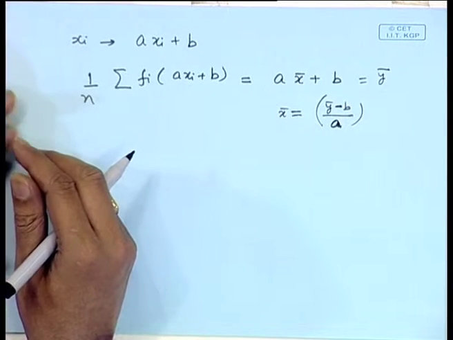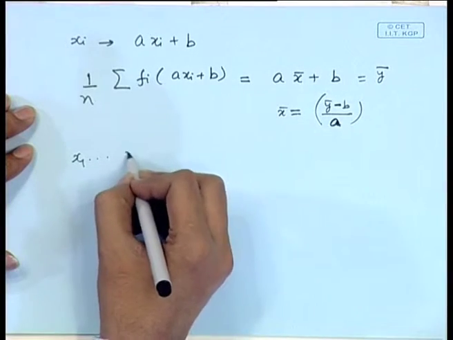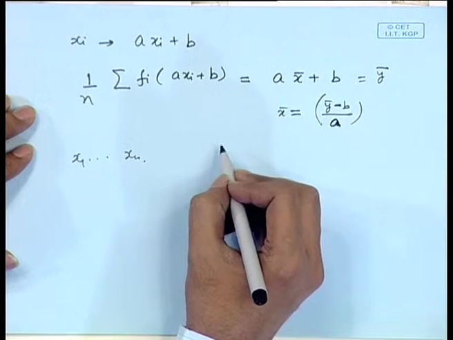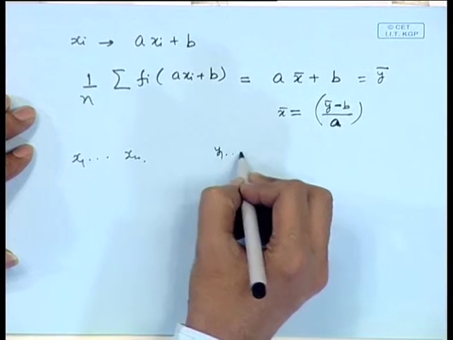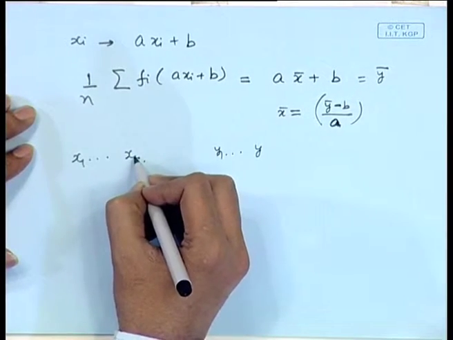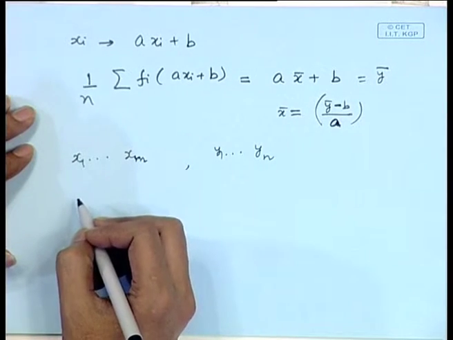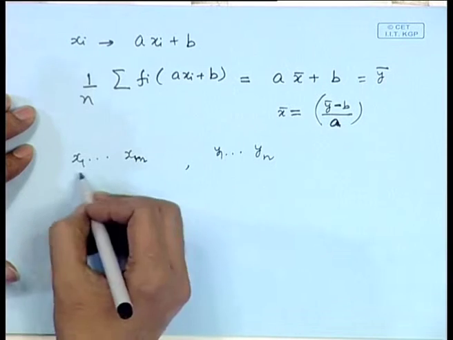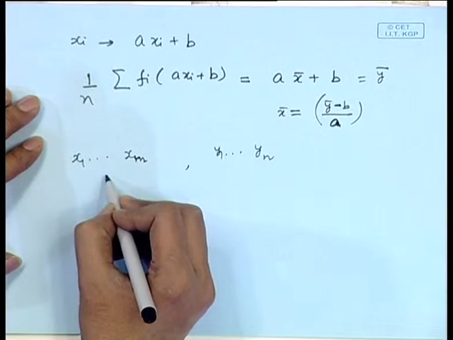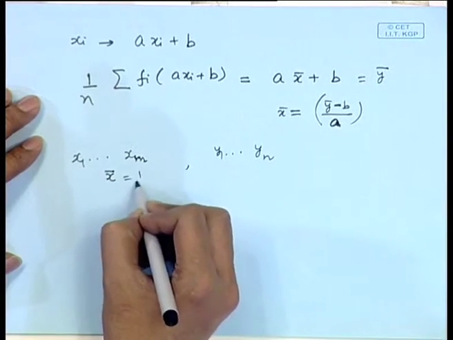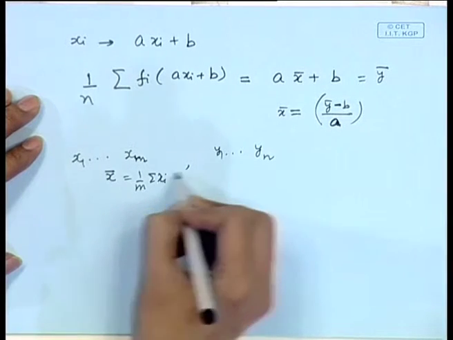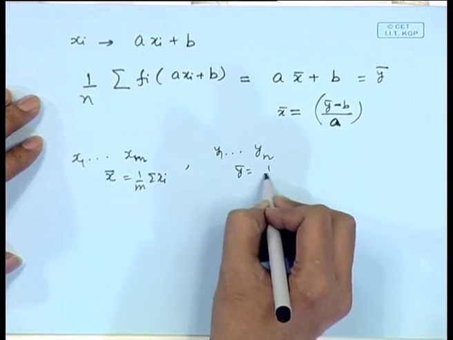Some other useful properties that the arithmetic mean satisfies. Suppose I have two sequences of numbers. Suppose I say x1, x2, ..., xm, and another sequence is say y1, y2, ..., yn. So, let me put here m numbers and here I put n numbers. So, I can calculate the means of these sequences. This is x bar, that is 1 by m sigma x i. This is y bar, say 1 by n sigma y i.